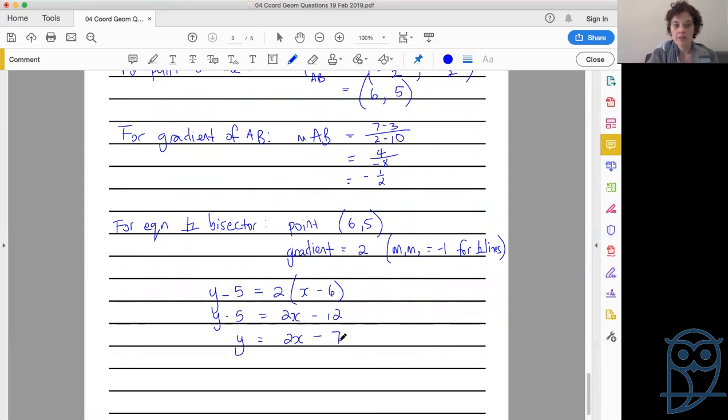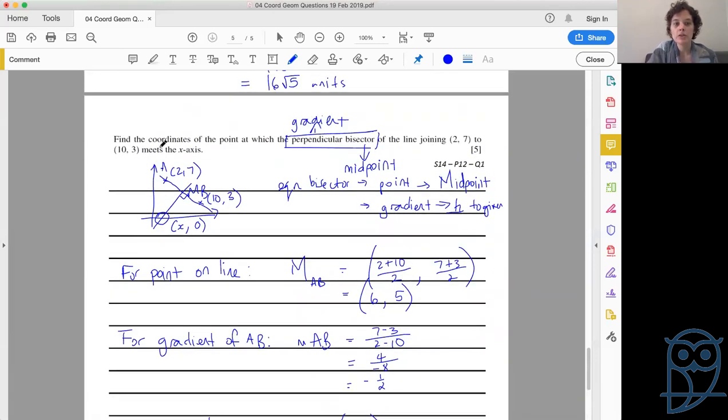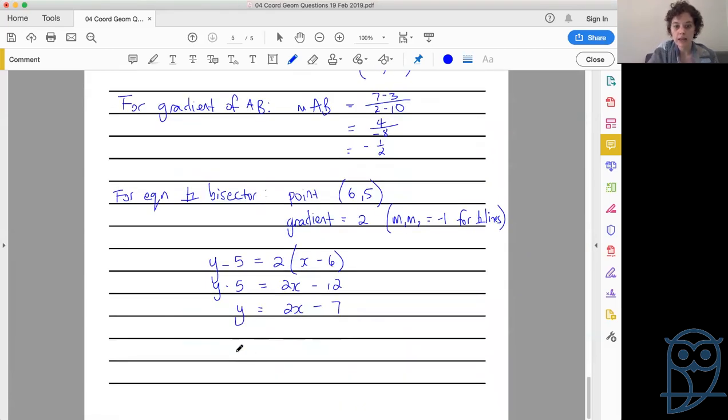So we now have the equation of the bisector, but they want to know where it meets the x-axis. So it meets the x-axis at y equals 0. So 0 equals 2x minus 7. 7 over 2 equals x. So we have the point (7 over 2, 0). Finished. Barely breathing, but we got through all the questions, and I will give myself more space to write on next time.